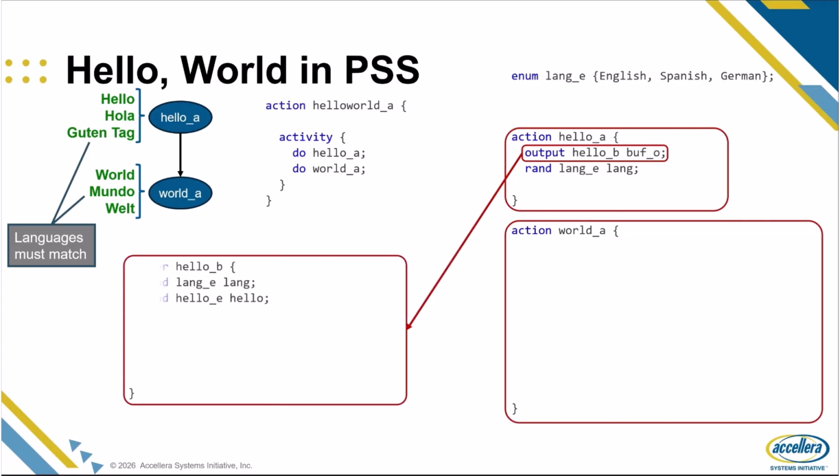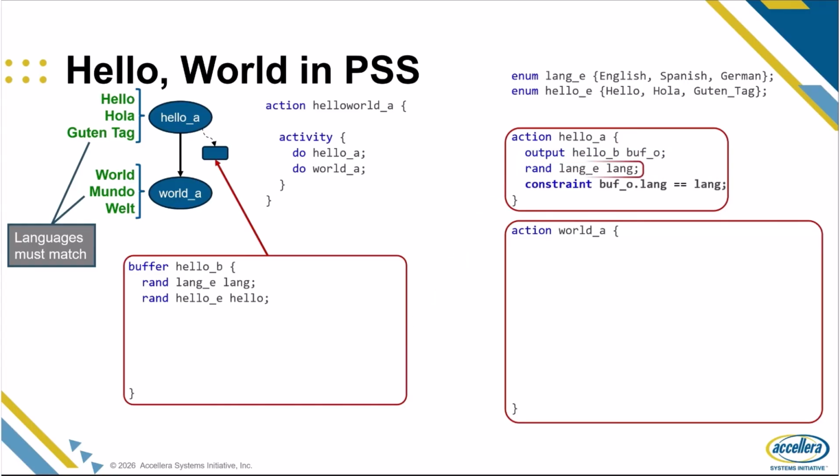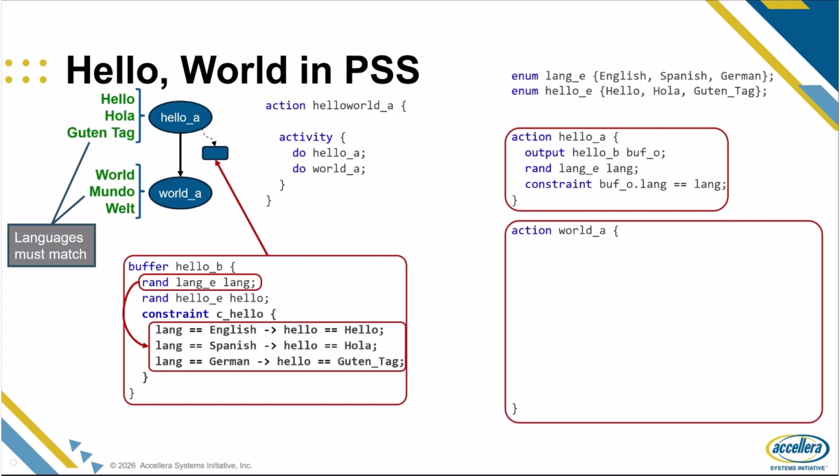And so the way we're going to do that is we're going to produce an output from the hello action, which is going to have in it its own language field and the equivalent hello. So we're going to constrain the language of the output buffer to be the same as the language that we chose for hello. And then in the buffer, we're going to have a constraint that says whatever language we have, we're going to produce the equivalent hello in that language.